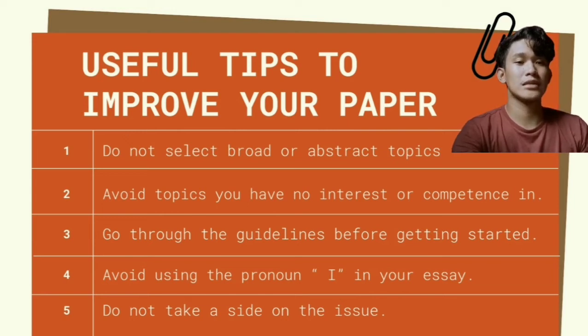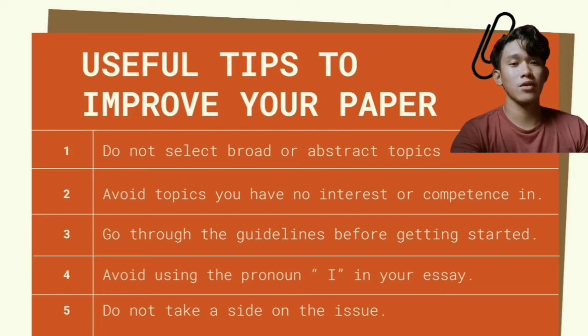Even if a student is an expert in a selected field, they may still need to conduct in-depth research to discover the ways to cite and reference sources in academic writing. Fourth, avoid using the pronoun I in your essay. It should sound neutral and unbiased. Fifth, do not take a side on the issue, unlike in a persuasive or argumentative essay. In an informative essay or paper, the author's opinion should not be stated. A paper should be neutral.